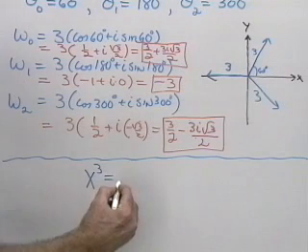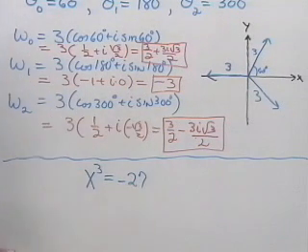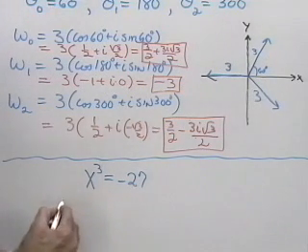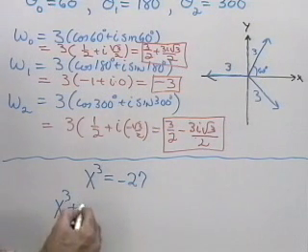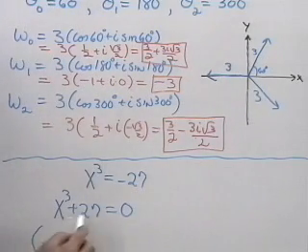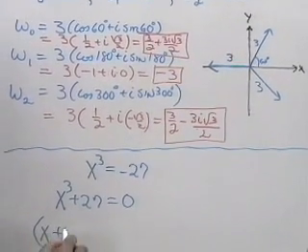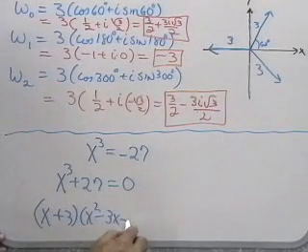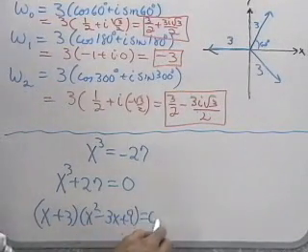x cubed equals -27. So if we wanted to solve the equation x cubed equals -27, we'd put it in standard form, x cubed plus 27 equals 0. Then we would factor this as the sum of 2 cubes: (x plus 3)(x squared minus 3x plus 9) equals 0.